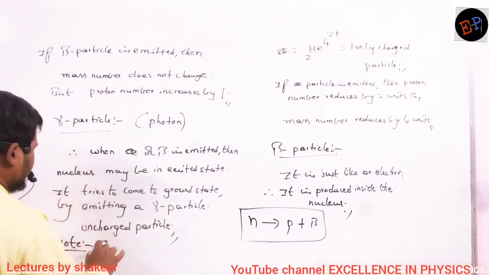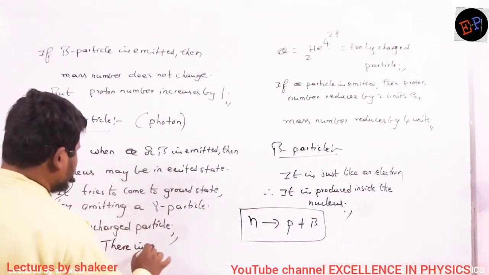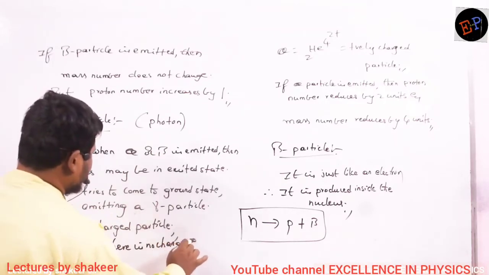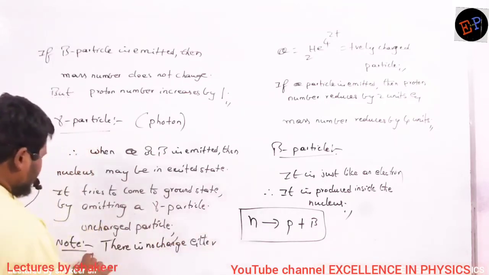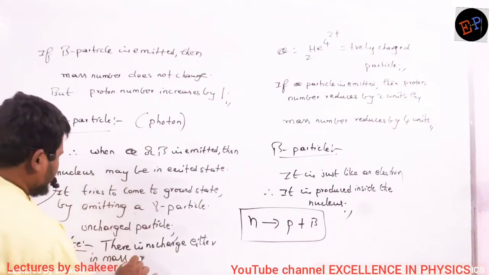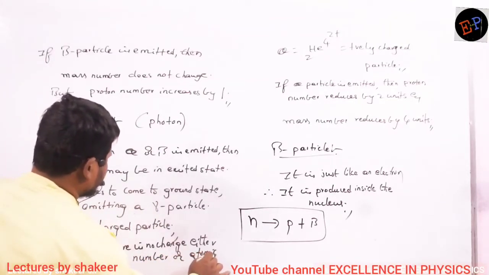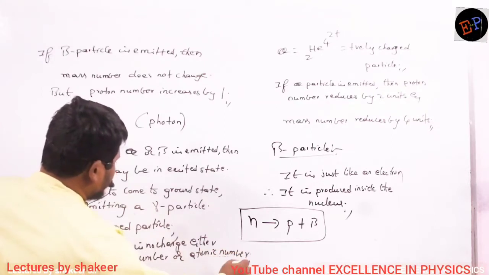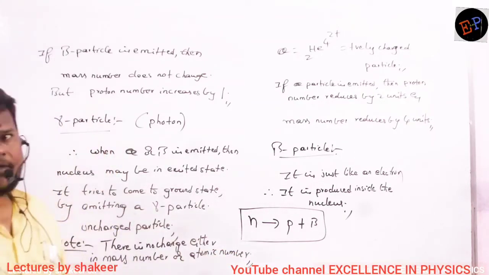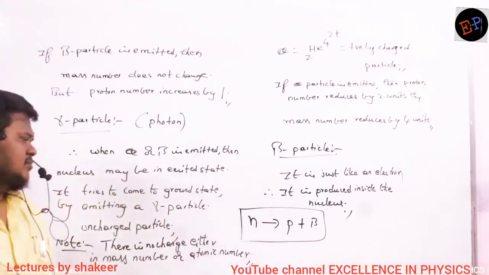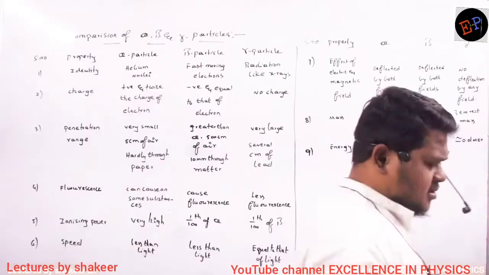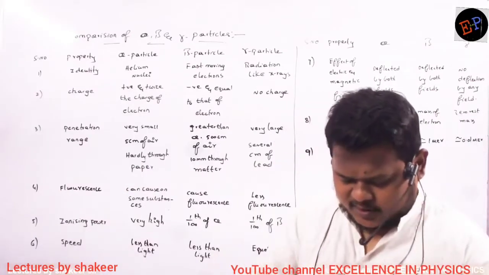So there is no change either in mass number or atomic number. And the remaining properties of alpha, beta and gamma particles we will draw in the next slide. Let's study the properties of alpha, beta and gamma particles.